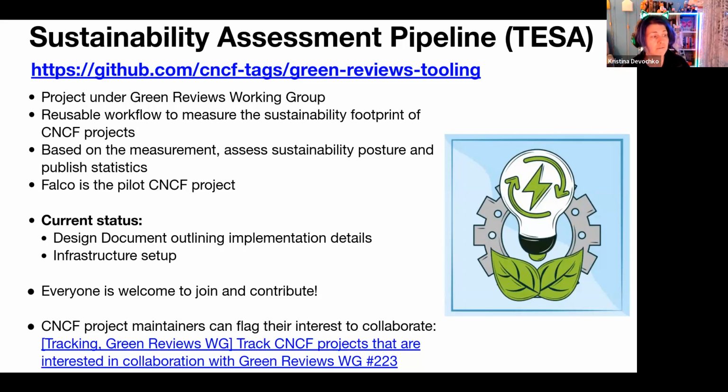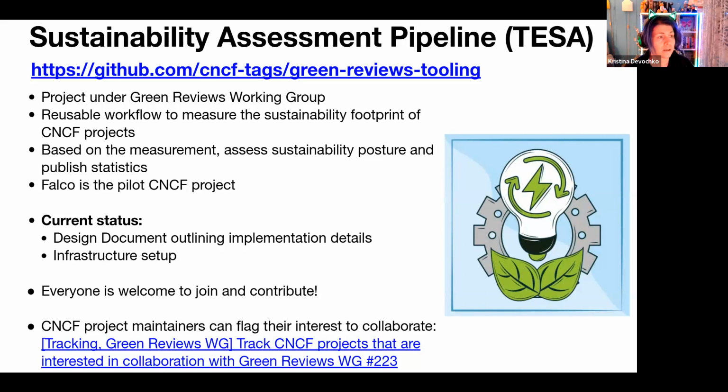And currently, as I mentioned, Falco is the first CNCF project we're tightly collaborating with to create this sustainability assessment pipeline. I think we will share the presentation afterwards, but there is a link to one of the GitHub issues where we gather interest from other CNCF projects. So if someone here today or someone who is watching the recording is a project maintainer or a project contributor, you are also welcome to submit your interest to the GitHub issue, and then this will be a more long-term collaboration with other CNCF projects as we mature.